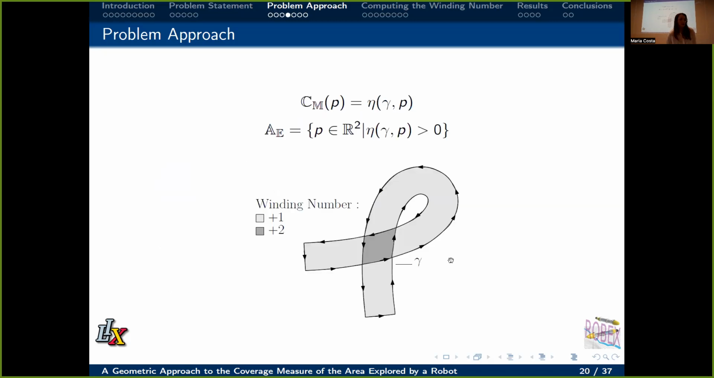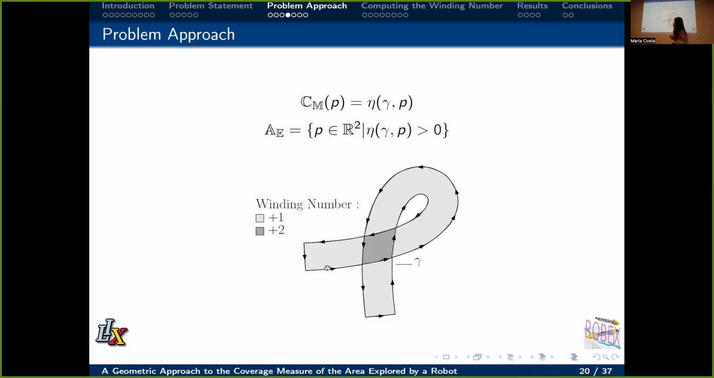Okay, so in this work, we will be proving that the coverage measure of a point P, so how many times this point was explored by the robot, is equal to the winding number of the sonar's contour with respect to this point. And then we will be determining the explored area as a set of points such that the winding number of the sonar's contour with respect to this point is bigger than 0. So visually, we can see at least that this is true.